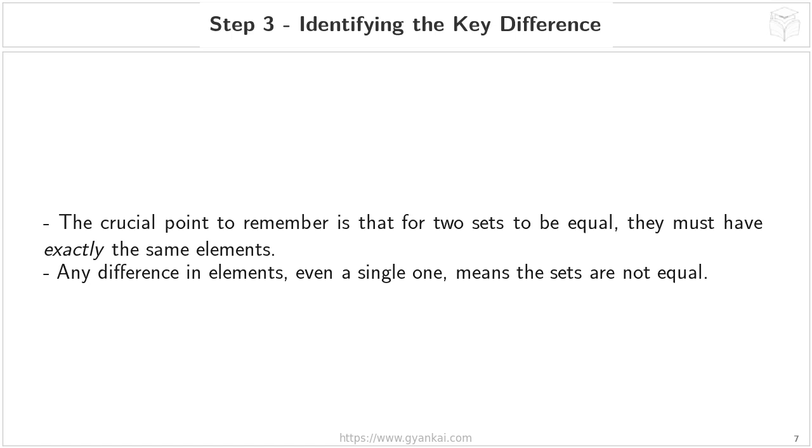We'd use the not equal to symbol, which looks like an equals sign with a slash through it, to show that. Remember back to example 1, where we had A equals {1, 2, 3} and B equals {1, 2, 4}. Both had 3 elements, but because of that difference, 3 versus 4, we knew A was not equal to B. This slide is just reinforcing that principle. Keep this in mind as we move forward, because it's easy to get caught up in just counting the number of elements, as we'll see on the next slide. But remember, the elements themselves are what truly determine if two sets are equal.